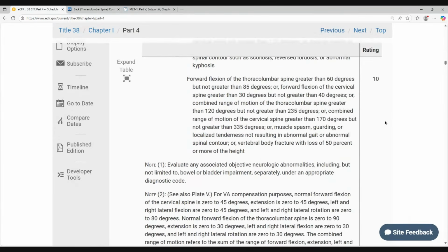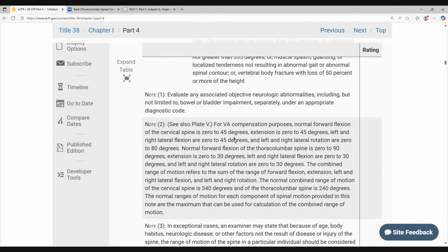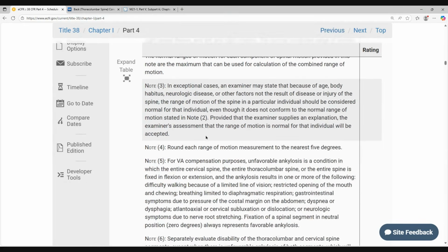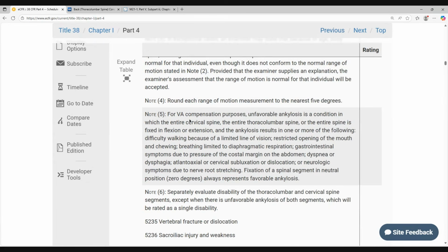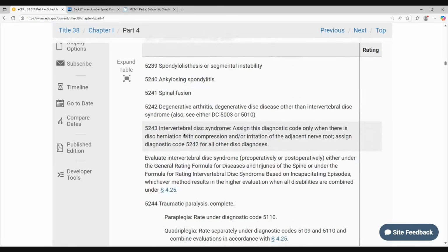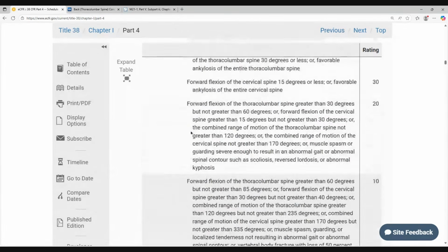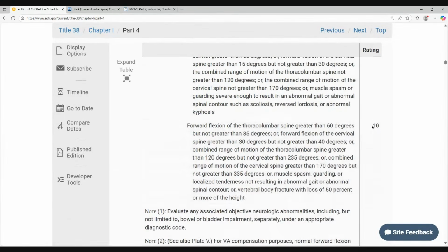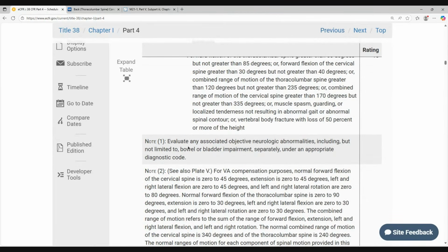Now, if we come down here, they have a few caveats and notes. These are always important when you're reviewing the rating schedule. If you do a private DBQ for the back and you want to make sure that all of your private DBQ evidence lines up with it, it is always important that you not only review what the rating criteria is up here, like what 10% looks like, but that you always also come down here and review the notes.